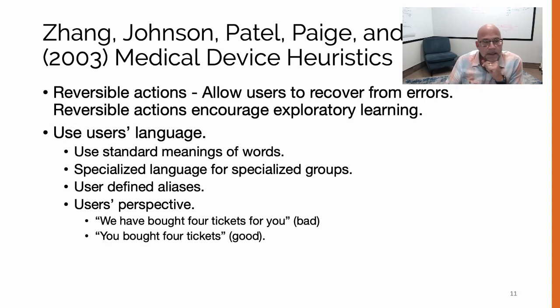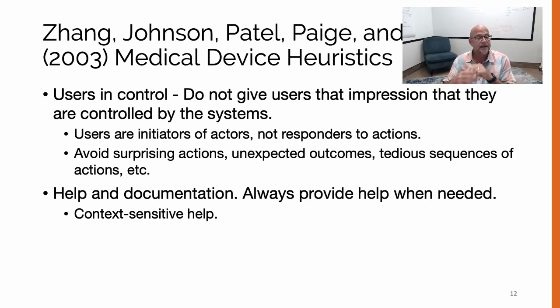There's just a couple others. Reversible actions, undo, for example, or multiple undo, going several ways back. Using the user's language. In other words, don't talk to people like a computer. Instead talk to them kind of in the first person and from their perspective. So here's a good example. We've bought 4 tickets for you. Well, that's not ideal. You're better off saying things like, you bought 4 tickets. It gives the user the impression that they're actually in control of this system instead of the system being in control of them.